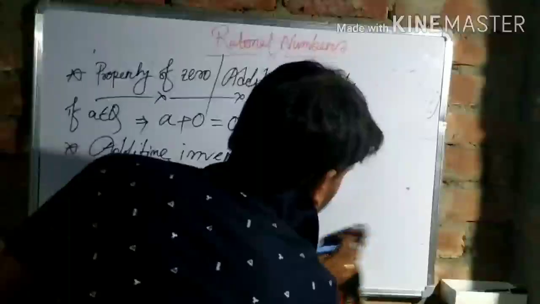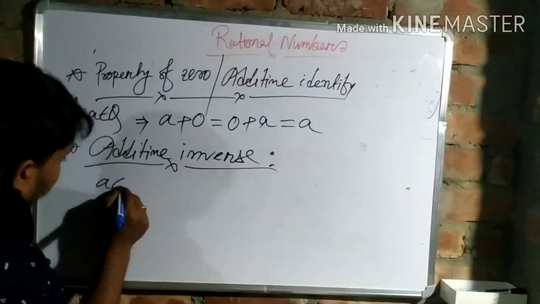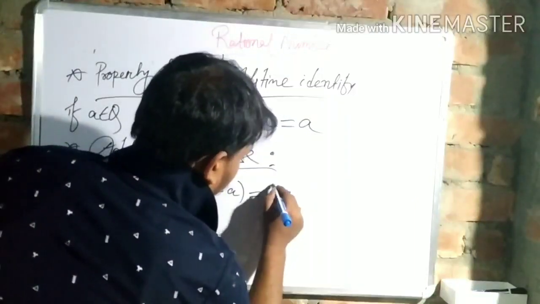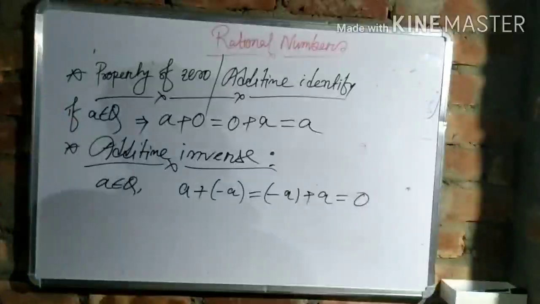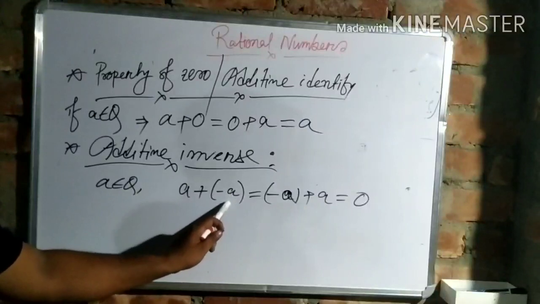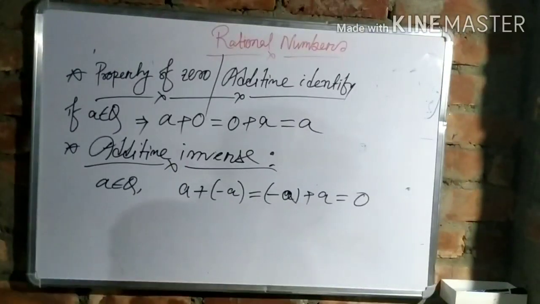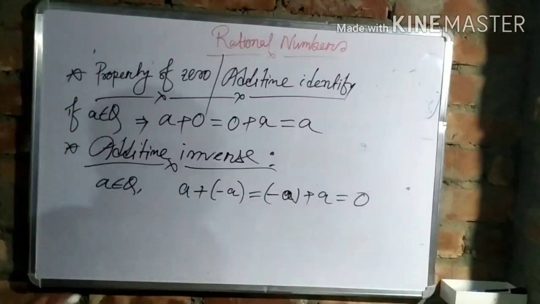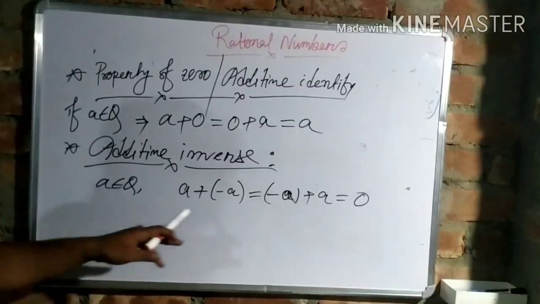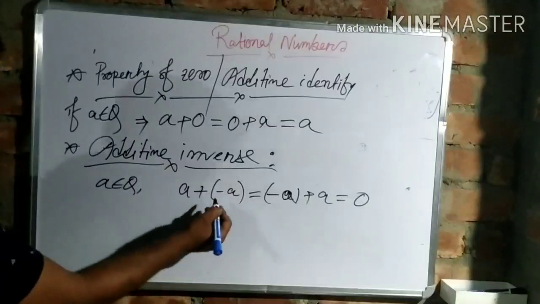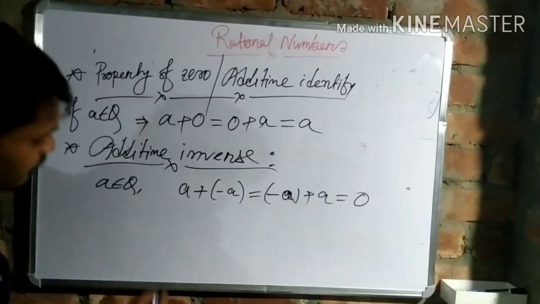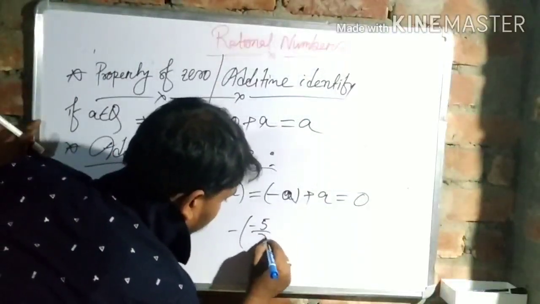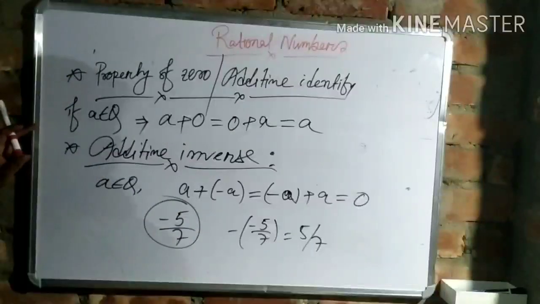So in addition also an inverse exists, because for any a belonging to Q, a plus minus a or minus a plus a equals the additive identity. So here both left inverse and right inverse exist. So we can say that in case of addition the additive inverse exists. And what is the additive inverse of any rational number? That number with the opposite sign. For example, what is the additive inverse of 5 by 7? Minus 5 by 7. So 5 by 7 is the additive inverse of minus 5 by 7. Okay.